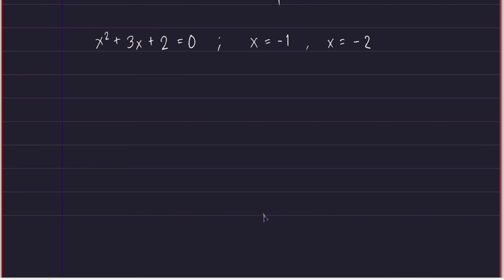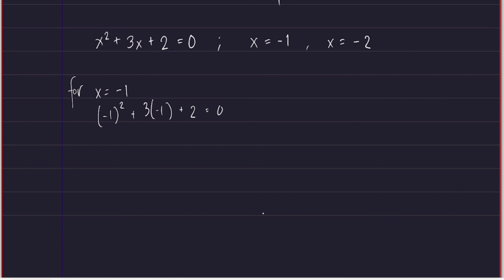To check if our solutions are correct, you can substitute the values of x na nakuha mo and titingnan mo kung magpapareho or magtutugma yung equation. Pag nagtugma, then tama yung solution mo. Okay, try natin for x equals negative 1. So, if x is equal to negative 1, substitute the value of negative 1 here. So, negative 1 squared plus 3 times negative 1 plus 2 equals 0.